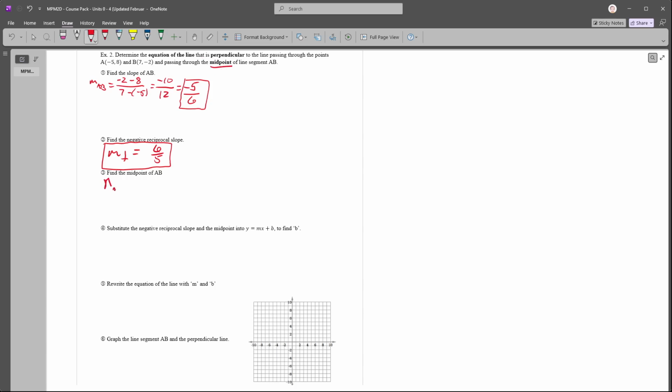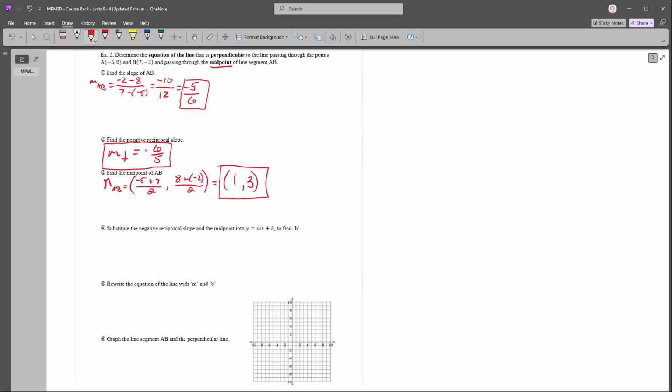So our midpoint of AB is going to be the sum of the two x's. So that's going to be -5 plus 7 over 2. And then the sum of the two y's, which is 8 plus -2 over 2. So that's going to give us -5 plus 7. That's going to be 2 over 2. That's just 1. And then 8 plus -2, that's 6 over 2. That's 3. Okay. So now we know the midpoint, which is 1, 3.